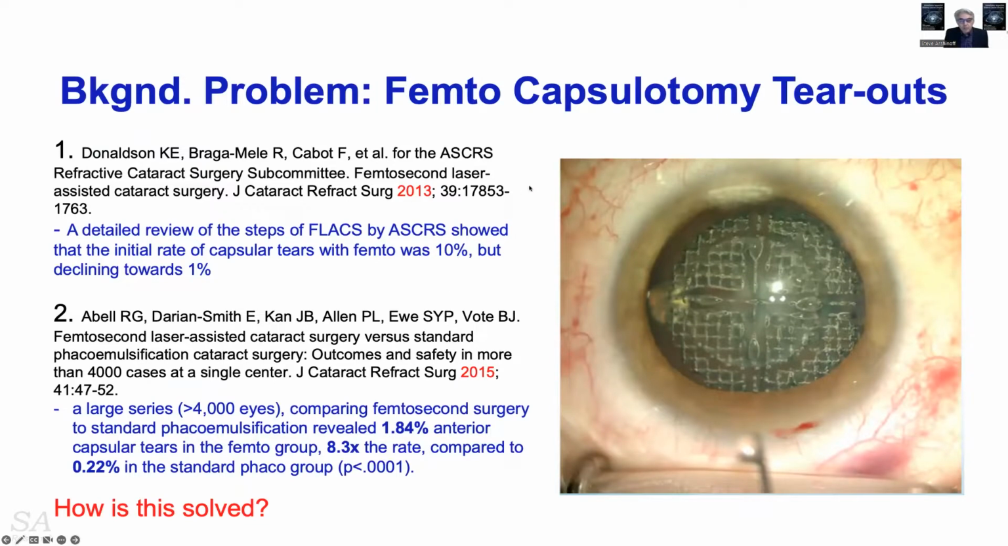That has been an issue since femtos first came on the market, and there was a committee of the ASCRS which talked about the fact that initially femto capsulotomy tear-outs of the anterior capsule were 10%, and they decreased over the first few years. They said 1% in 2013, but two years later another paper said they were getting 8.3 times the number of tear-outs in their 4,000 femto cases compared to phaco cases. So that's still not very good. When you do femtos, you have to watch the anterior capsulotomy carefully.